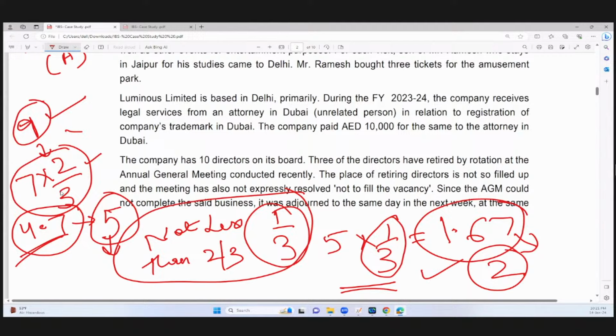So, if we look at the provisions of this section, here, the company has 10 directors on its board. 3 of the directors have retired at the annual general meeting conducted recently.